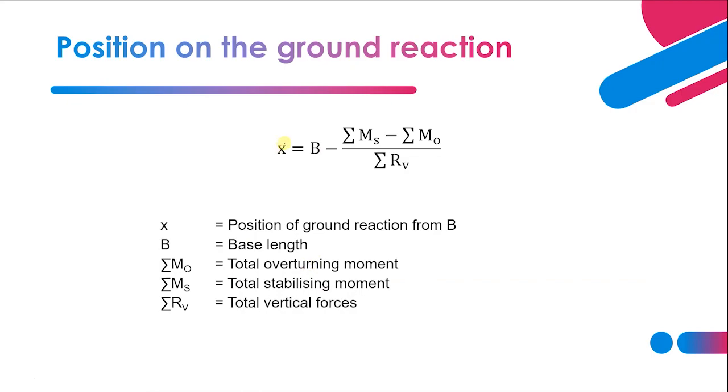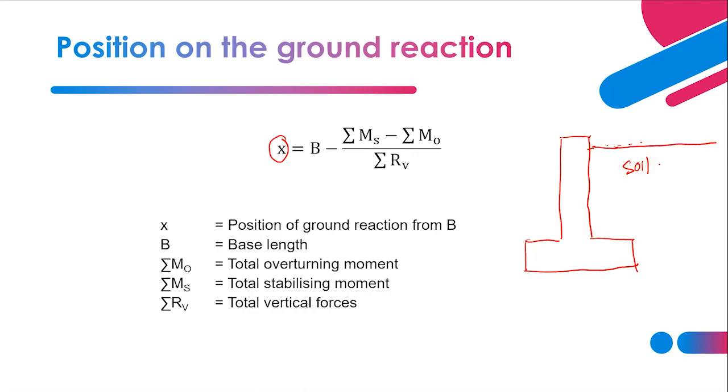X ni position of ground reaction from B. So where is B? As you know, sebelum ni ada bagi tahu juga, you have toe and heel. If let's say the retained material is at the back of the wall like this, so this is soil for example. A is here, so A is at toe and heel is at B. Jadi kita akan kira position of ground reaction daripada B.